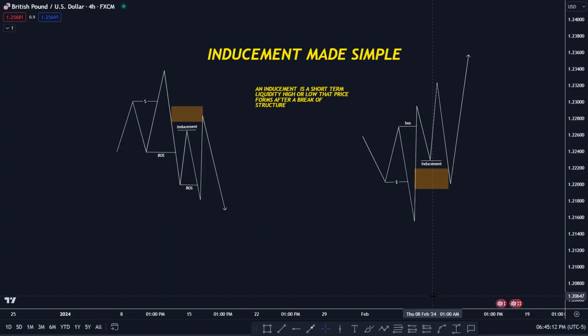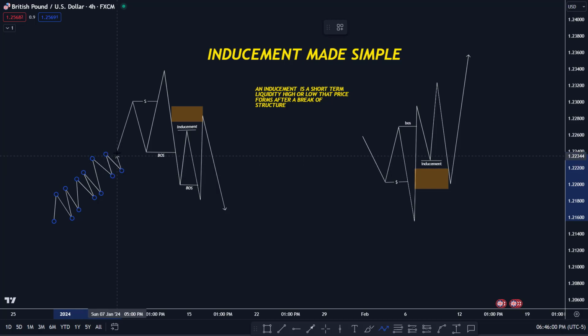So first and foremost, what is an inducement? An inducement is a short-term liquidity high or low that price forms after a breakup structure. So first we can see here, price was in a clear uptrend. Price was crawling up to the upside, and then price hit a ceiling where it cleared liquidity from these old highs right here, and then came and gave us a breakup structure. After this breakup structure right here, price will then come and give us a slight pullback.